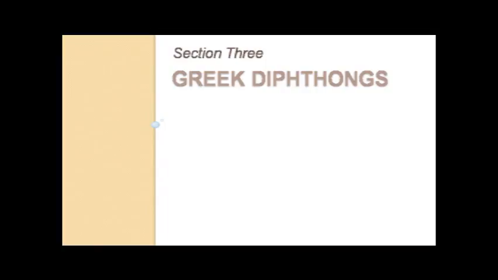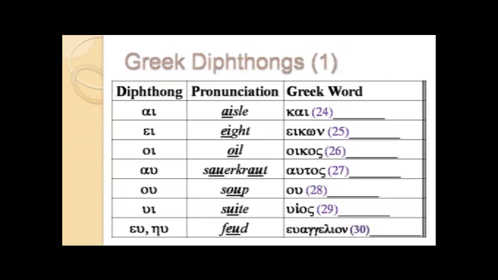Alright, section 3, Greek diphthongs. Diphthongs are basically vowels put together, so we're going to go ahead and take a look at that. Alright, Greek diphthongs. There are quite a few of them.